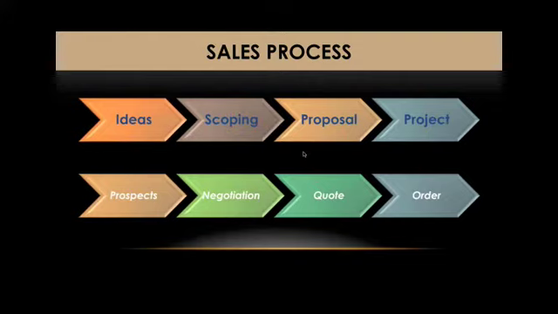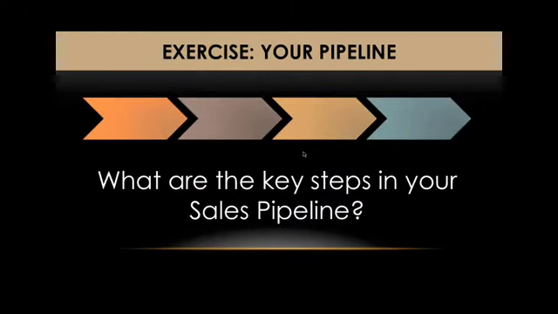Now your pipeline could be completely different. It could run just from ideas to prospects to quote to order. It could be a completely different process. So what I'm going to get you to do is think very quickly about your pipeline. There's space in your workbook on page 3. I'd like you to map out the 3 or 4 key steps in your sales pipeline.